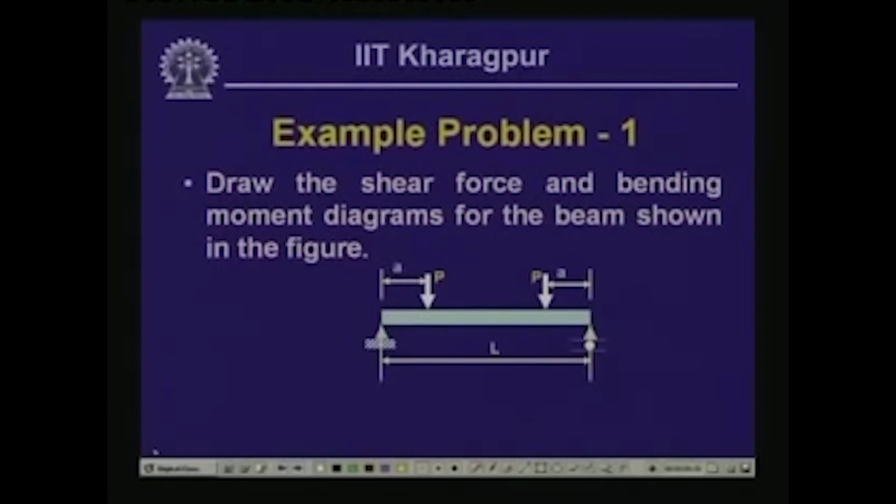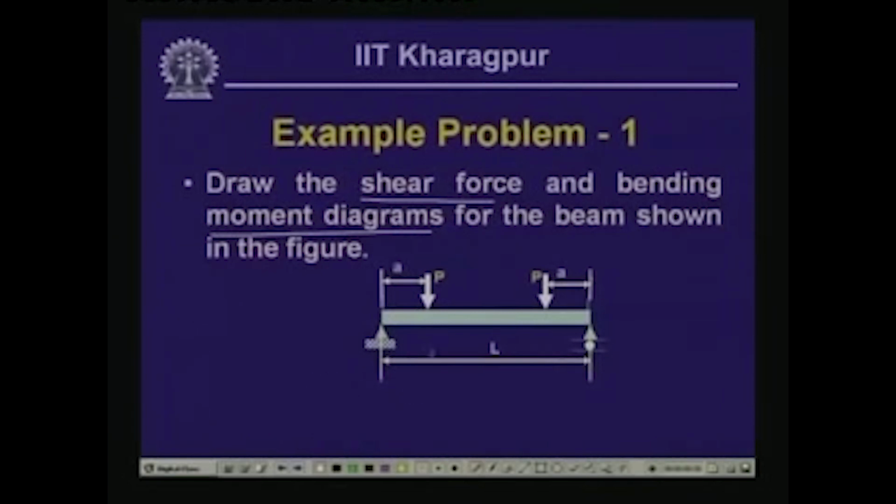Well, now let us look into some more examples on how to evaluate the reactive forces and draw the shear force and bending moment diagram. Here we have to draw the shear force and bending moment diagram for the beam in which two concentrated loads P are placed symmetrically with respect to the beam, one at a distance of A from the left support, and the other at a distance of A from the right support, and the length of the beam is L.